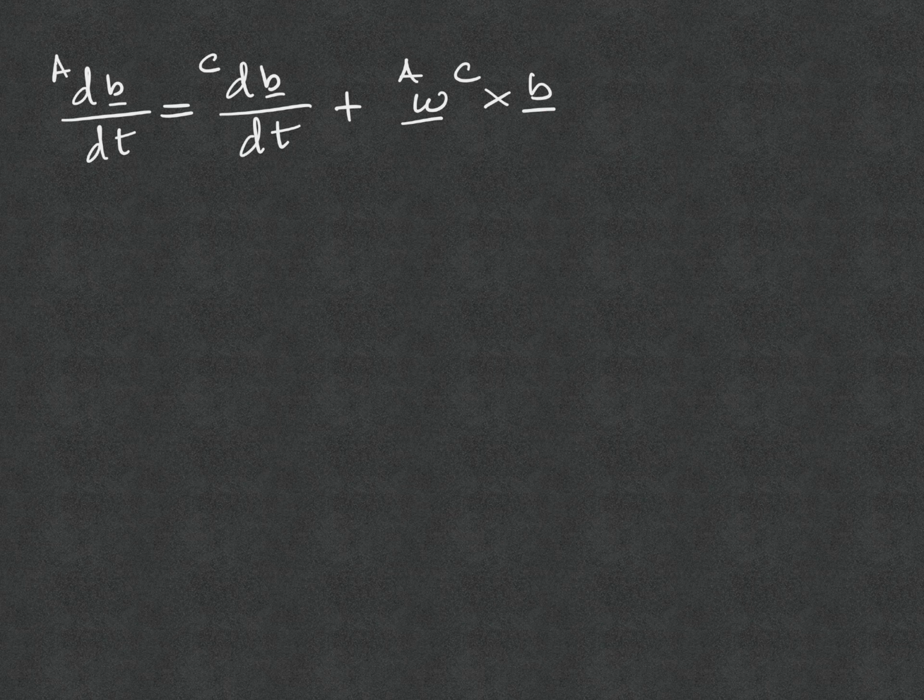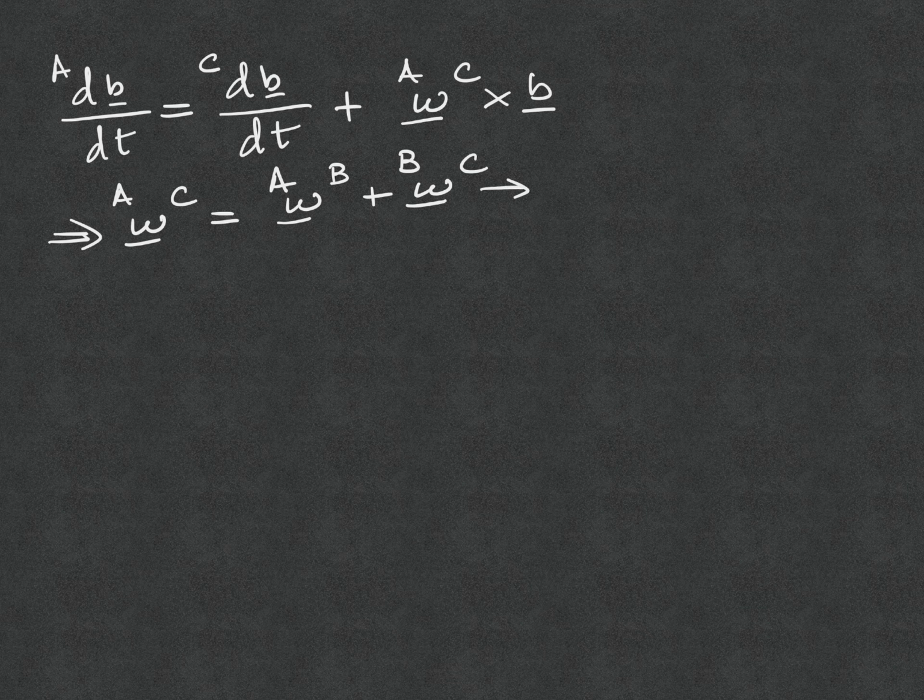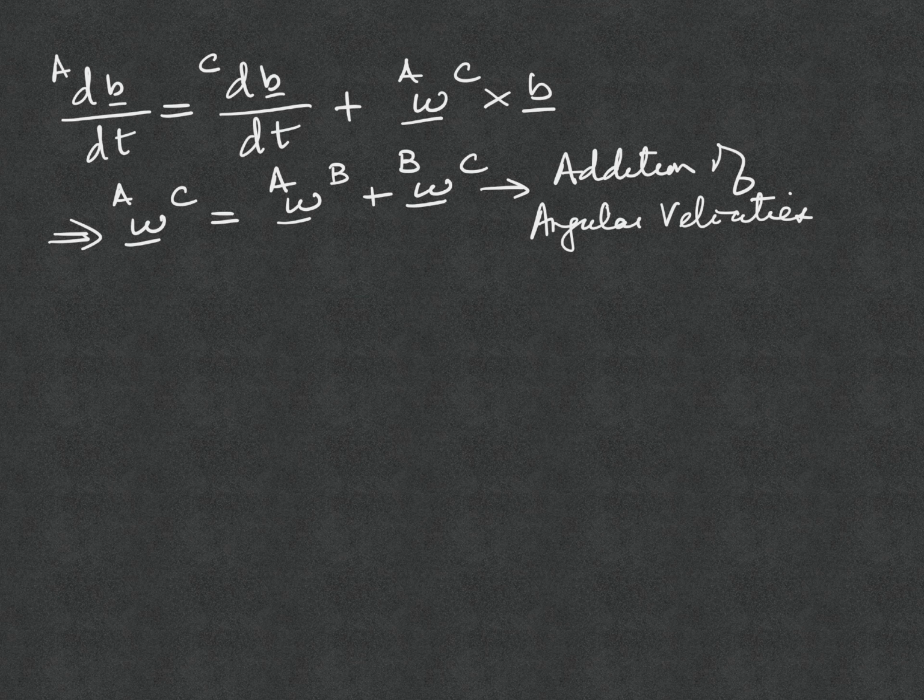So if I equate this result with the previous result, I wind up with omega CA is equal to omega BA plus omega CB. This is what's called addition of angular velocities. And it's a convenient way to write it. You can see that you go from C to B and you go from B to A if you read this equation from right to left. So that's a nice thing about this.